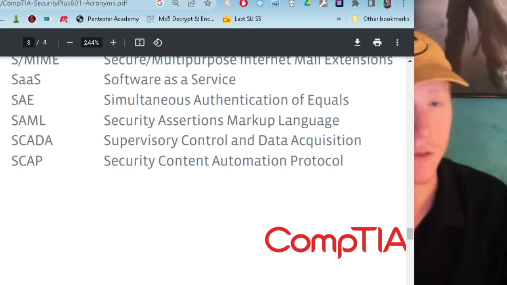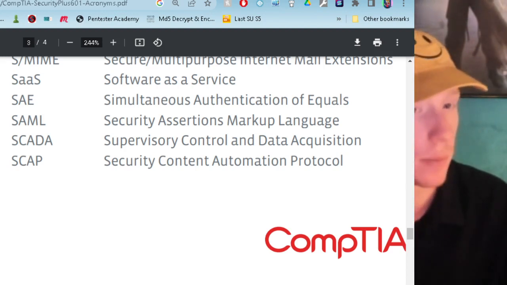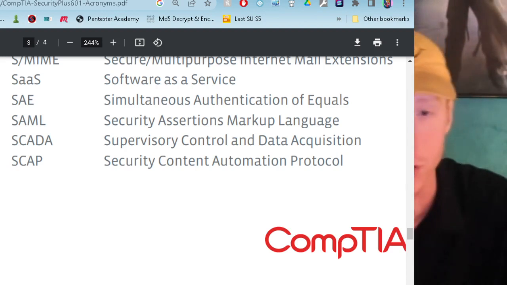SCADA is Supervisory Control and Data Acquisition. The SCAP is Security Content Automation Protocol.